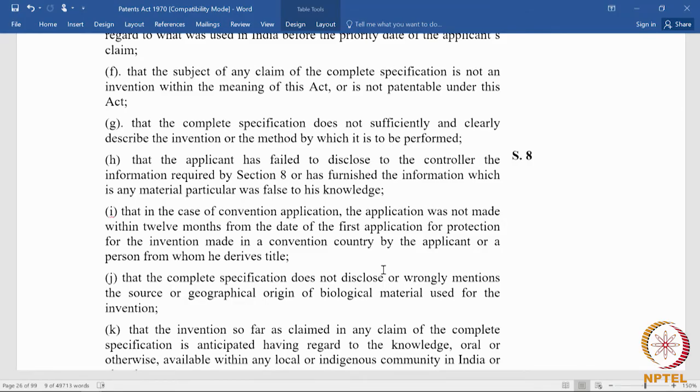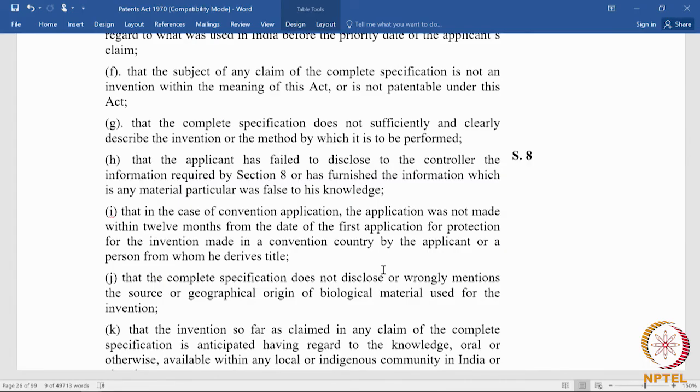G says that the complete specification does not sufficiently or clearly describe. So, the descriptive part and the illustrations put together, the complete specification, the claims, everything together, does not sufficiently and clearly describe. Now, clearly describe to whom? To a person skilled in the art. Now, the person skilled in the art, we saw in the definition in the act, is a person to whom the patent specifications are addressed. He is the hypothetical addressee. All specifications are addressed to him.